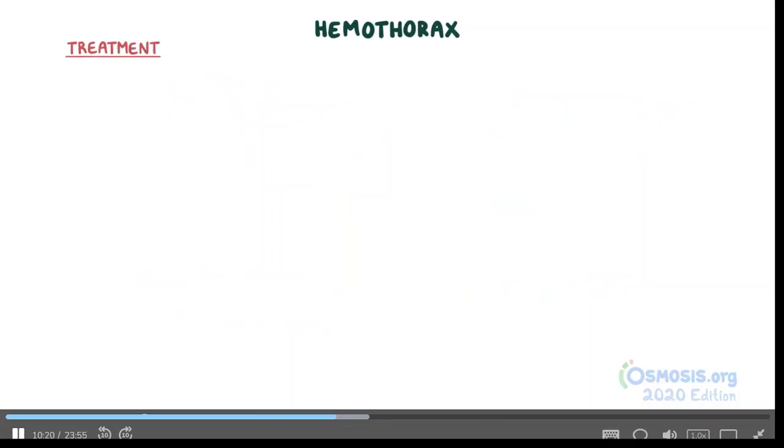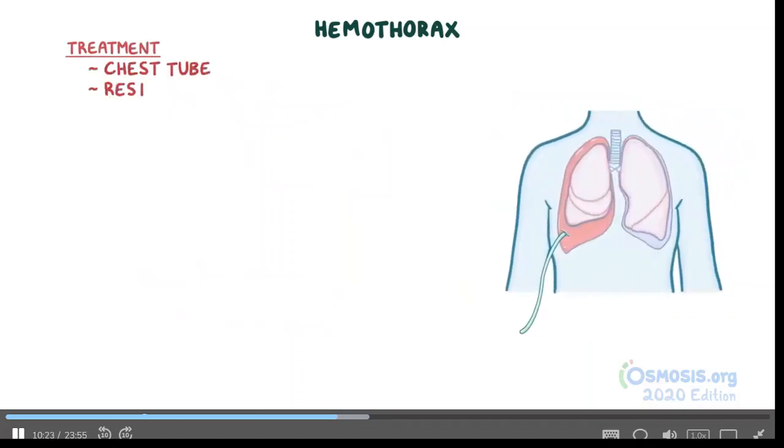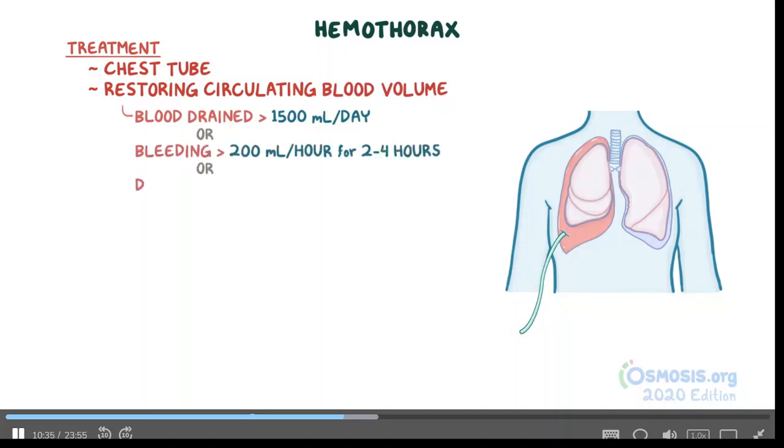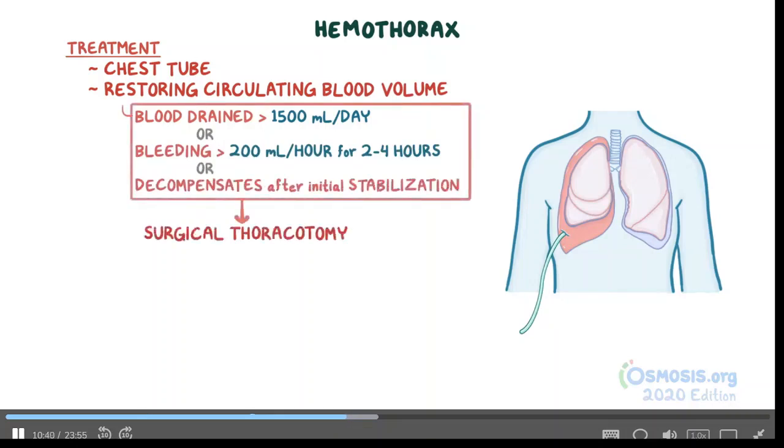Treatment of a hemothorax consists of inserting a chest tube and restoring the circulating blood volume. If the amount of blood drained from the chest tube is more than 1500 milliliters in a day, or if the rate of bleeding is more than 200 milliliters per hour for 2 to 4 hours, or the individual decompensates after initial stabilization, then a surgical thoracotomy should be done. This involves surgically opening the chest to identify and stop the bleeding.